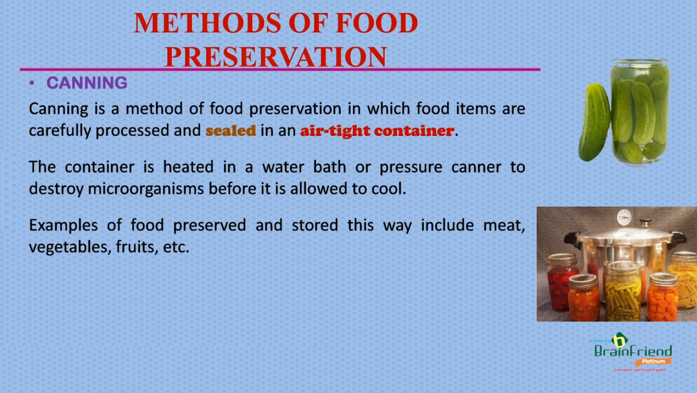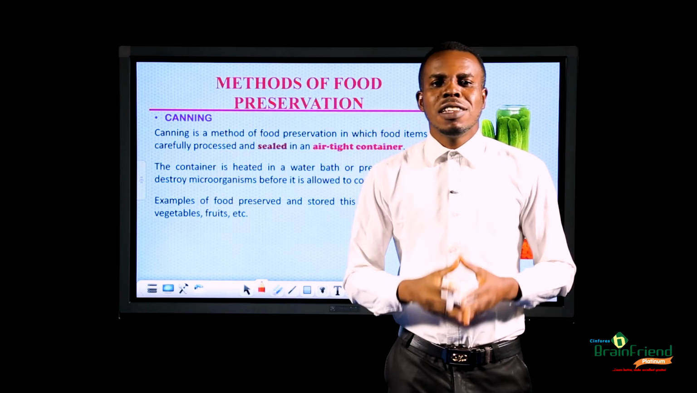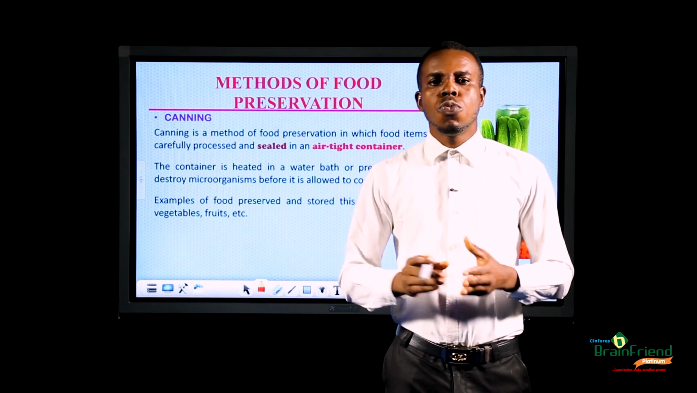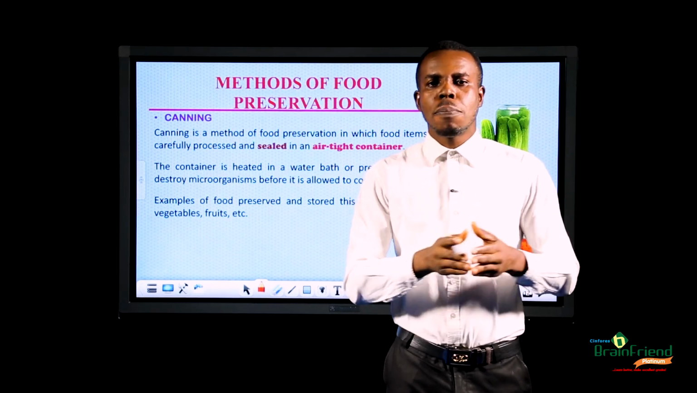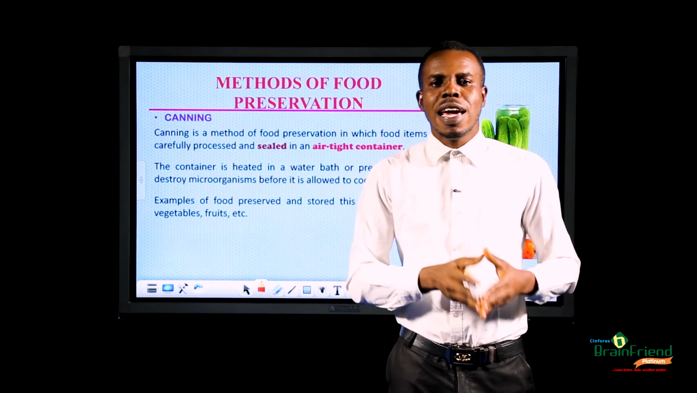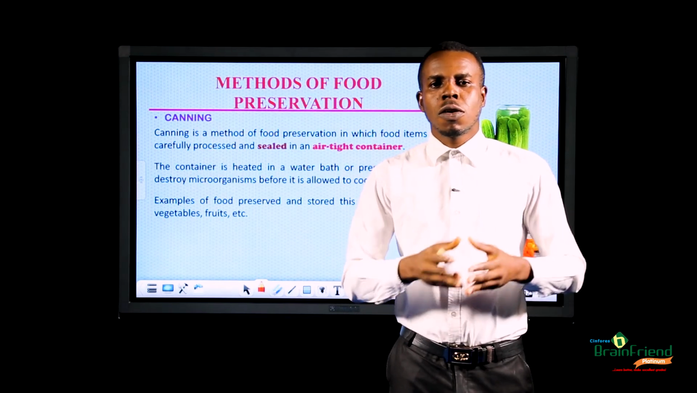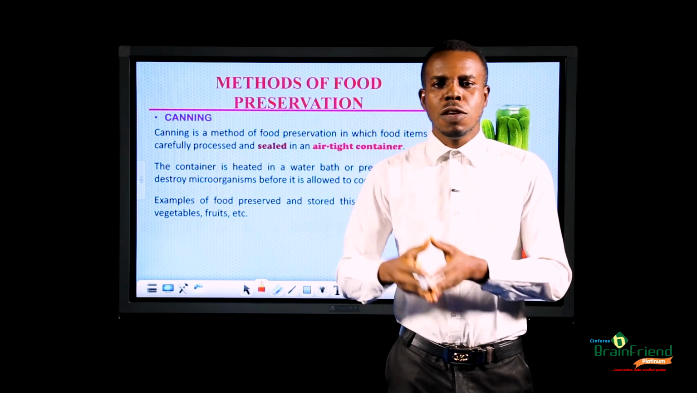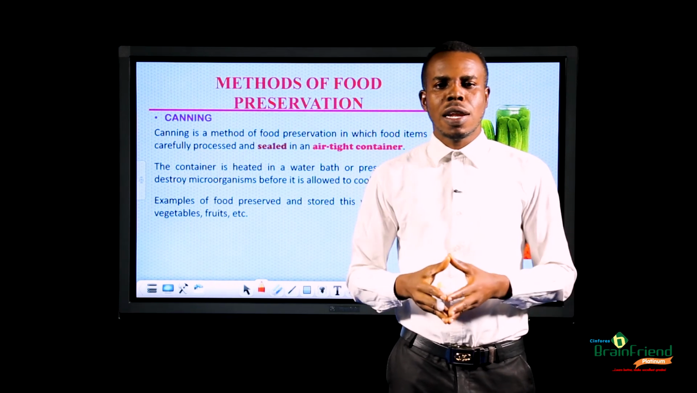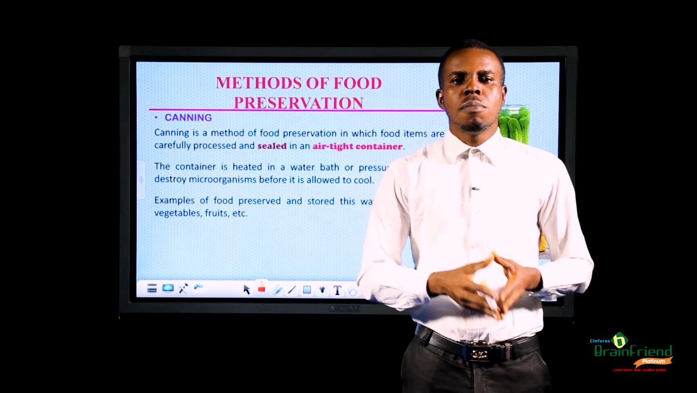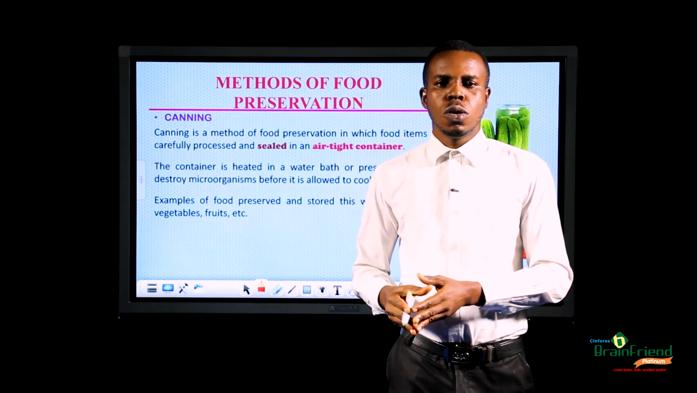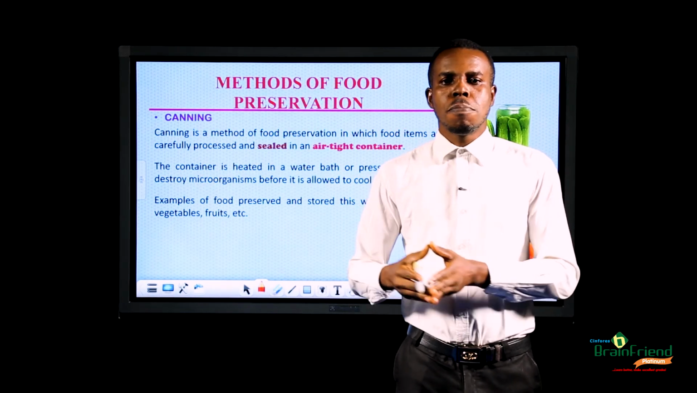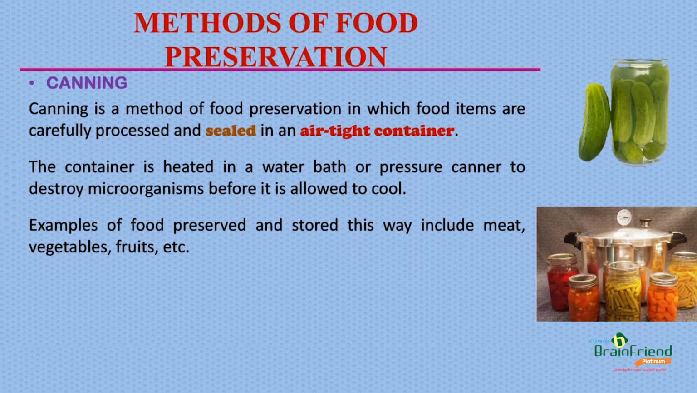The next method of food preservation we'll be looking at is canning. Canning is a method of food preservation whereby food items are processed and sealed in an airtight container. The container is then heated in a water bath or a pressure canner to kill microorganisms before it is allowed to cool. Some examples of food preserved using this method include meat, vegetables, fruits, etc.